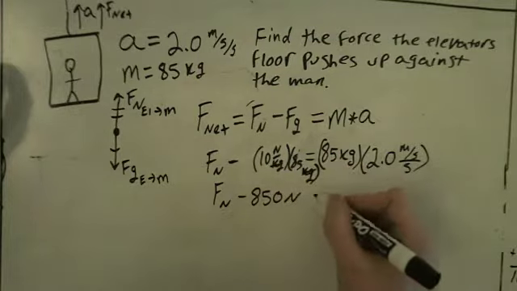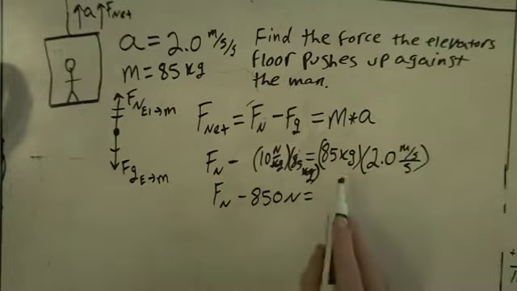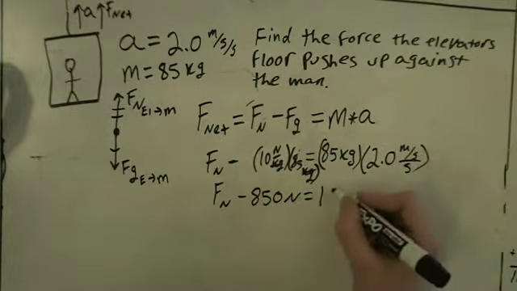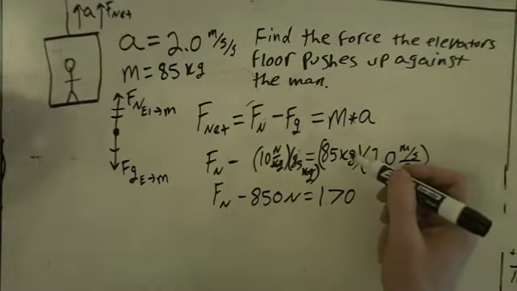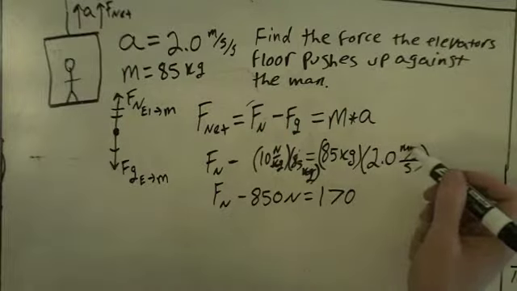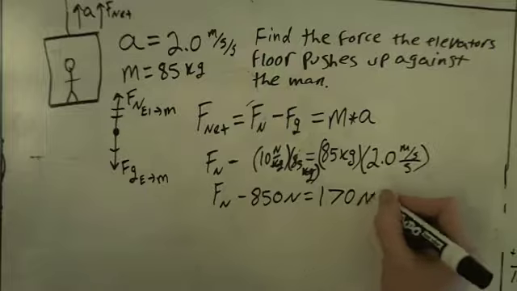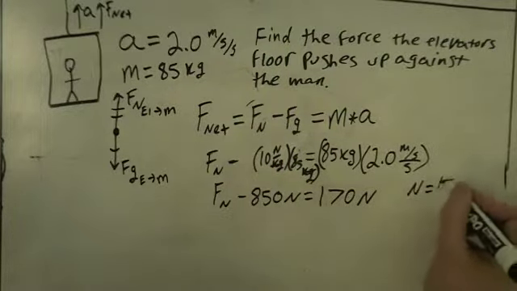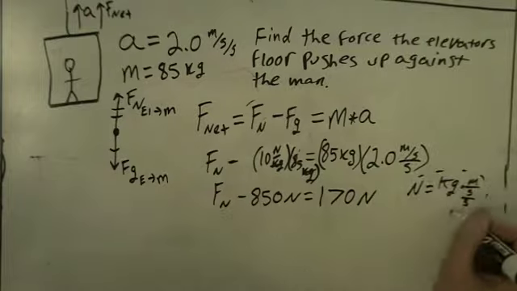So kilograms cancel. I'm left with the amount of force that gravity is pulling on me. 85 kilograms times 2 meters per second. That's 170. And I remember that a kilogram times a meter per second is a newton. That's our definition. If you don't have that written down, you may want to write it. Anytime I have a kilogram times a meter per second, that's a newton. That's important.